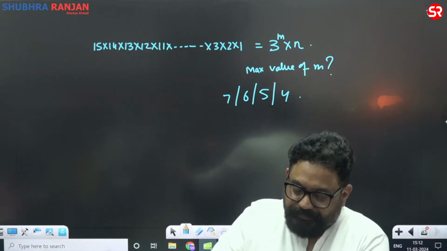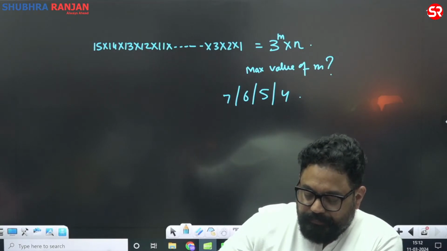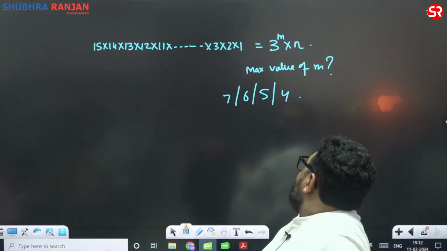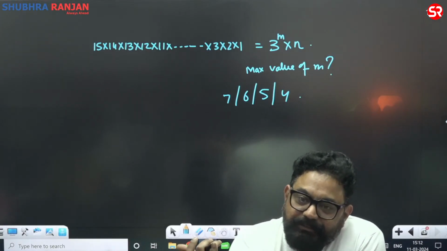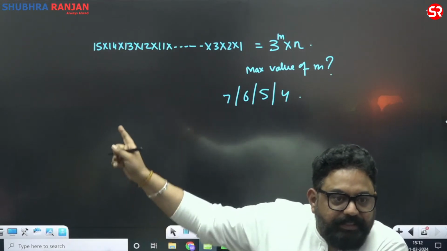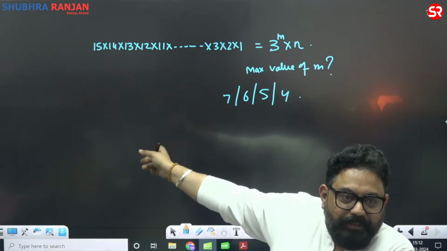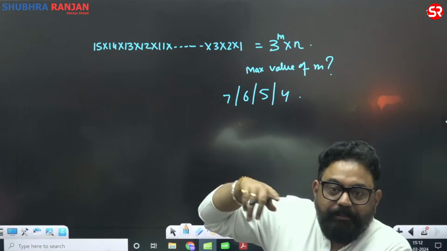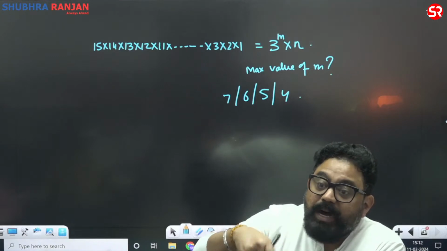Direct question, 2022. Good. Now, the representation is different. I'm not asking what is the maximum value of 3 in 15 factorial, but this is the question. The same question, isn't it? 15 into 14 into 13 up till 4 into 3 into 2 into 1 is 15 factorial. And then 3 to the power m, where m is maximum. So he's asking in 15 factorial, what is the maximum power of 3?